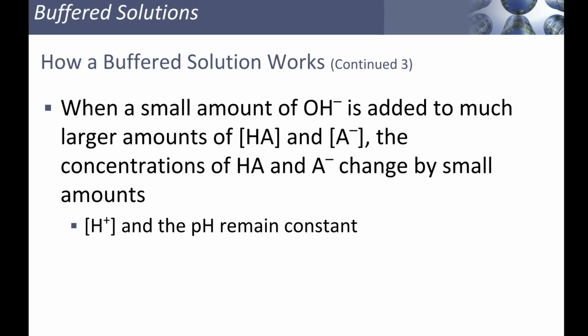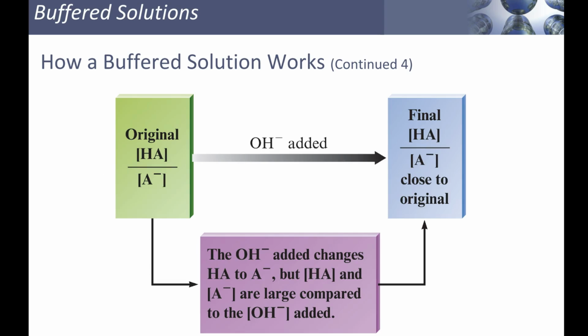And that's kind of the whole point of a buffer, right? To have pH remain constant. So you want to add a small concentration. Basically, whatever you're going to add, you're not going to add in such a large amount that it can't buffer, right? Because if it is, then chances are it's going to take a little bit for it to go back to normal. So, again, you add hydroxide, and your ratio is going to be very close to the original because you have a lot more HA and A minus compared to the hydroxide that is added.